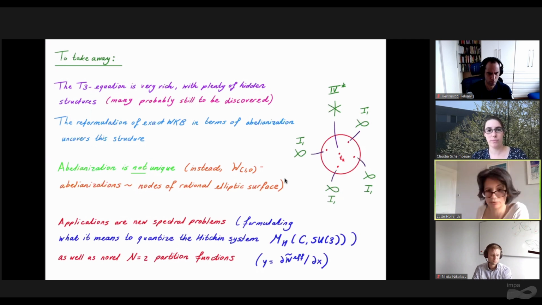New spectral problems, new spectral coordinates, and novel N=2 partition functions, because it is not known at the moment what we would mean by these effective superpotentials for this particular intrinsically strongly coupled E6 theory.